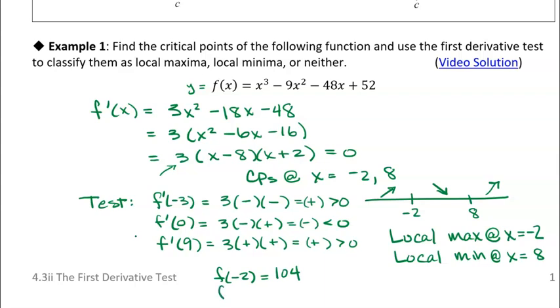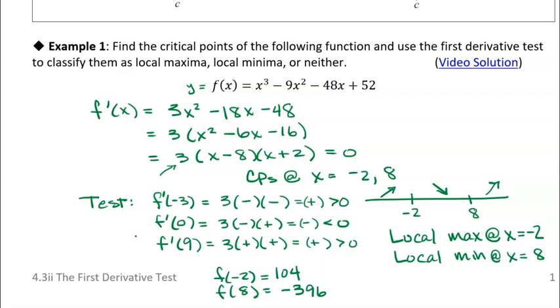And I could do the same thing with 8, right? If I actually wanted the minimum value of the function, then I could plug in 8, put that into my calculator, and I get -396. So the minimum of the function would be at that local minimum, which is -396. Okay, but it doesn't ask for that.